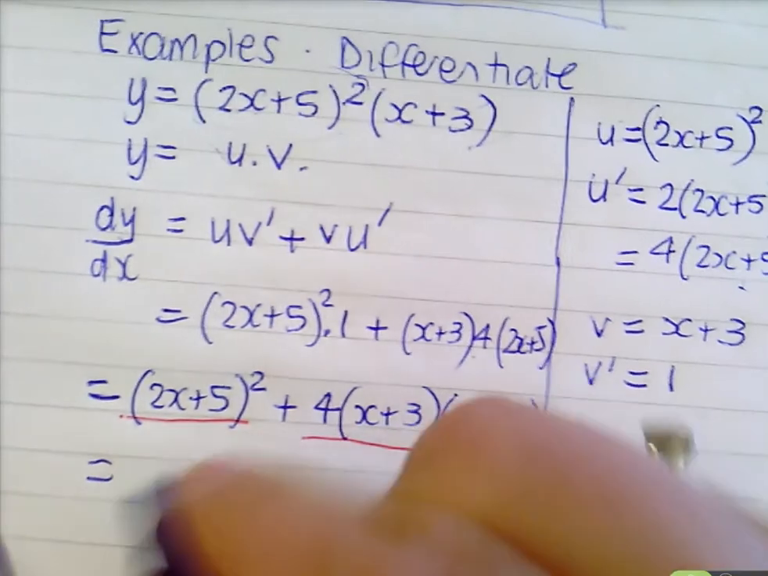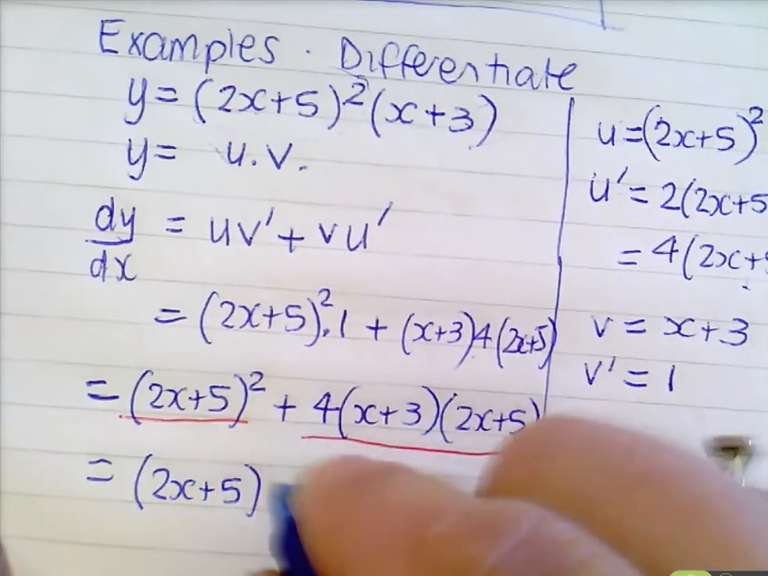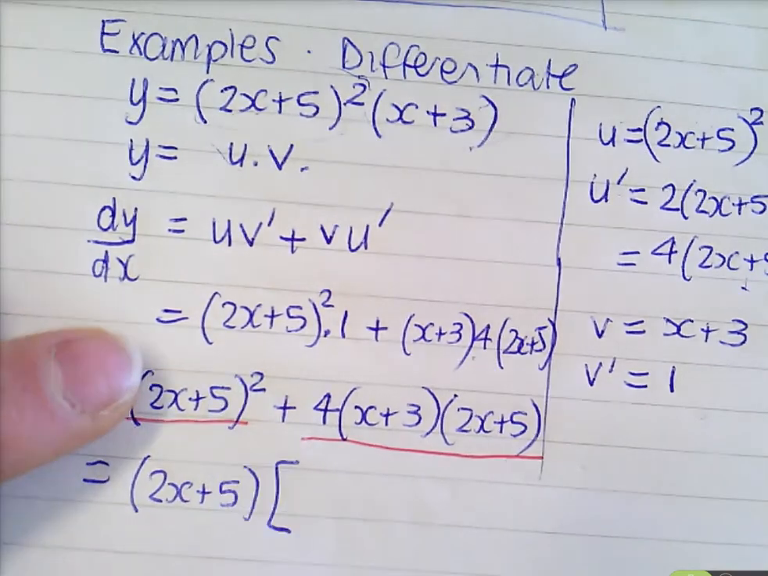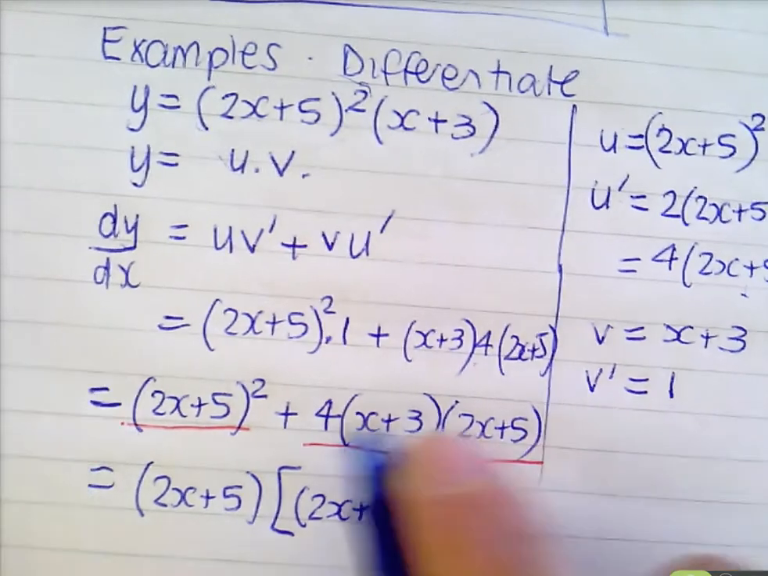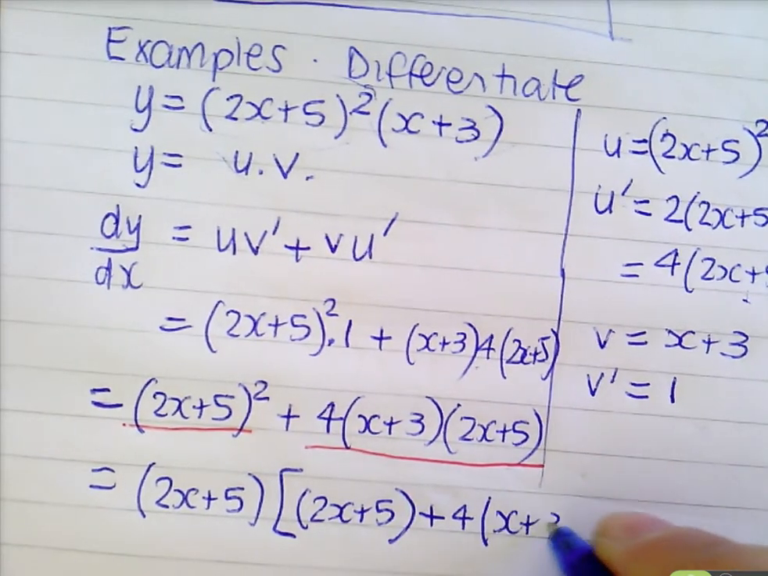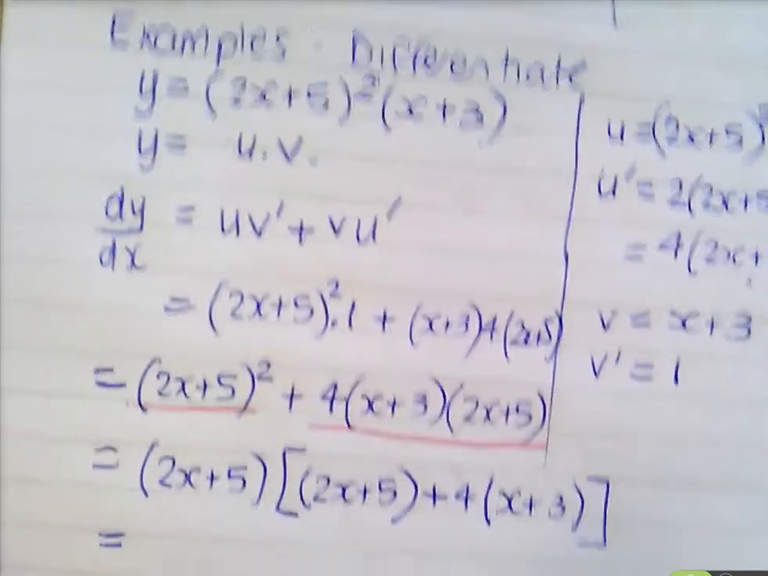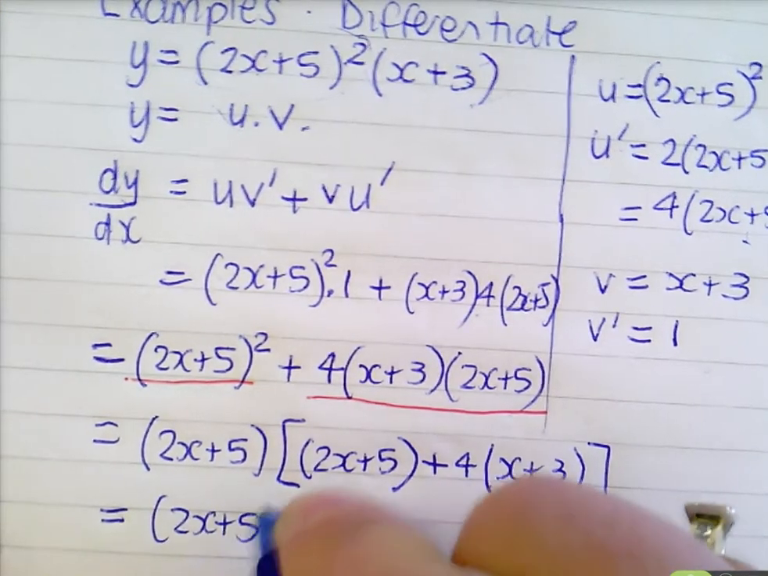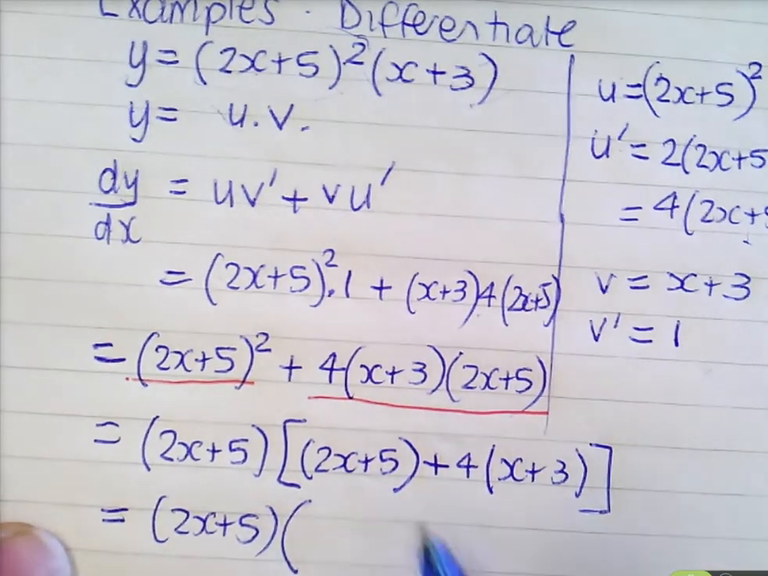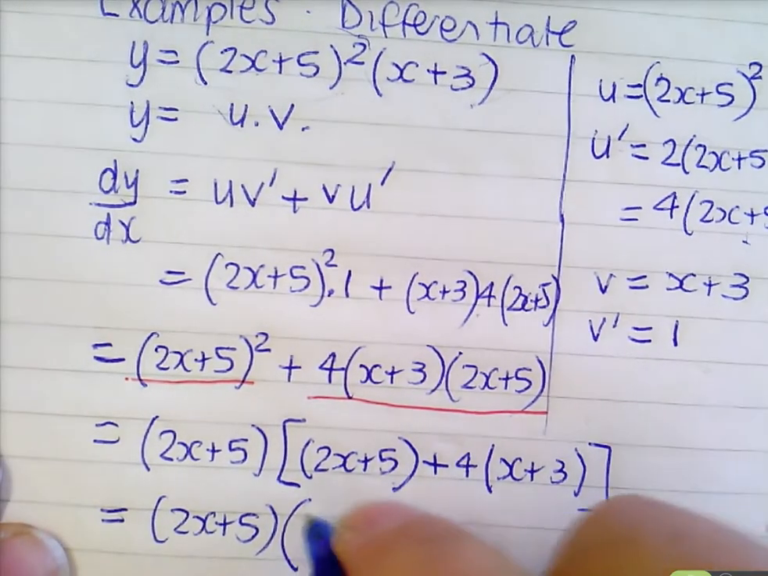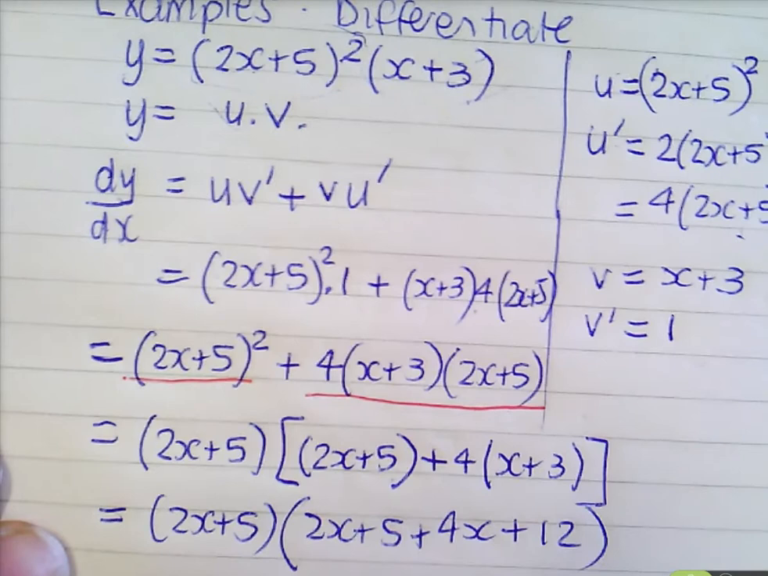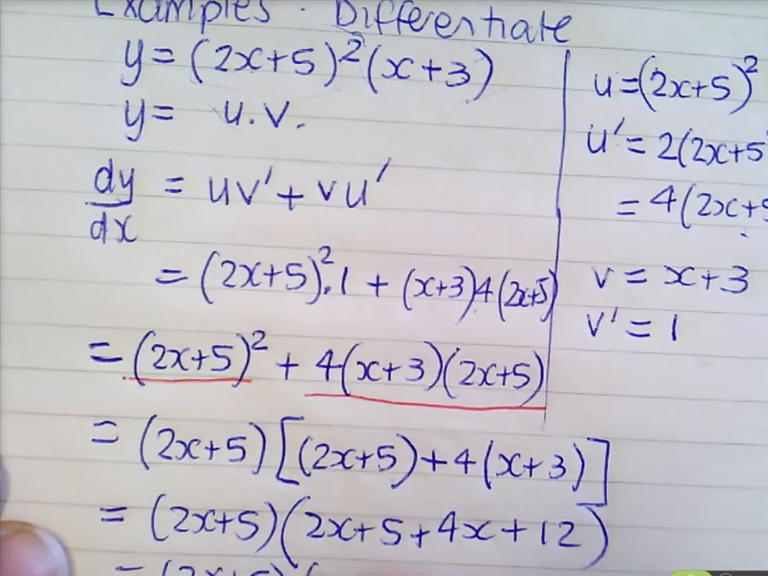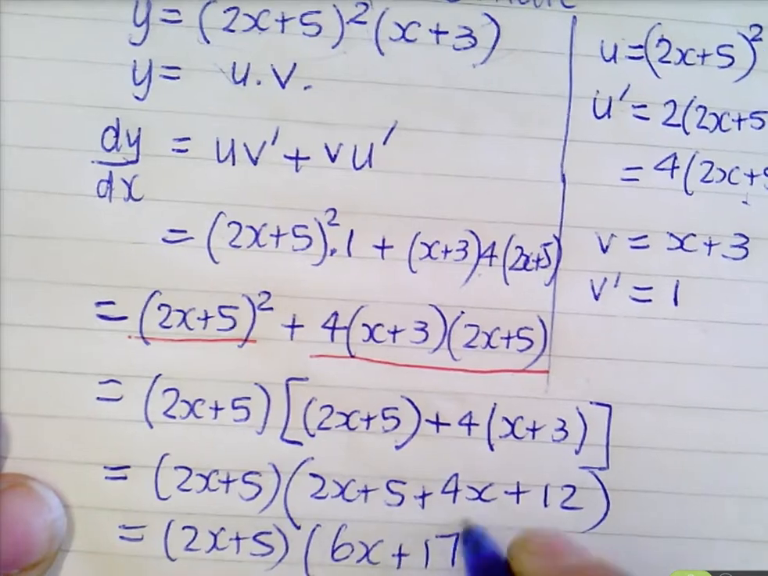You have to factorize. What's the common factor? One lot of 2x plus 5 is the common factor. Bring it to the front. So if I pull out a 2x plus 5 from here, what am I left with? 2x plus 5, one of those, plus 4 bracket x plus 3, which is... 2x plus 5 was the common factor. Now I'm going to expand this. 2x plus 5 plus 12, good. So I've got 2x plus 5 bracket 6x plus 17.